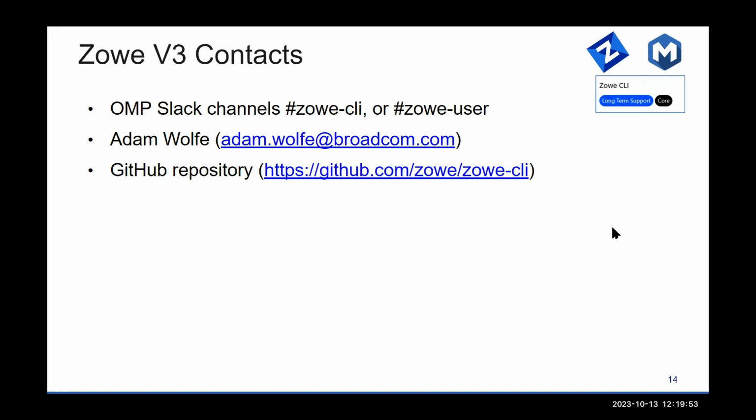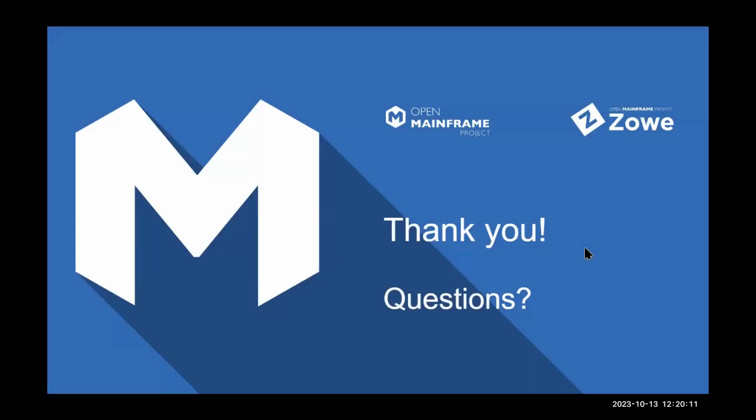And finally, there's the GitHub repository. And you can open issues there. You can start discussions there. Really, for quick questions, the Zowe CLI chat channel or Slack channel is really the place to go. And with that, I will open it for questions.